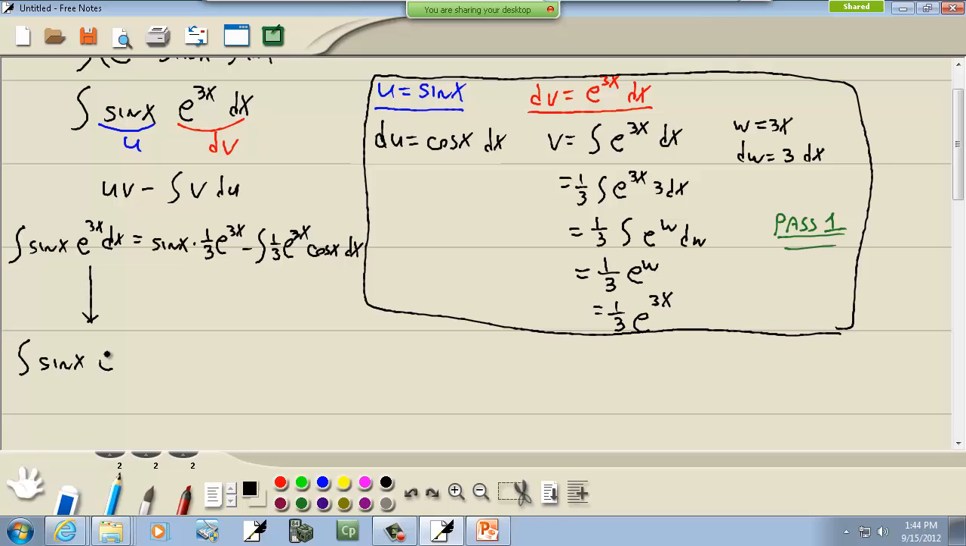So I got the integral of sine x e to the 3x dx is equal to 1/3 e to the 3x sine x. Now I'll take that 1/3 and put it out in front. So we've got minus 1/3, and then I'll put the integral of cosine x e to the 3x dx over here.